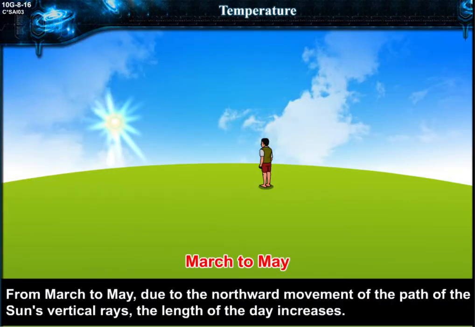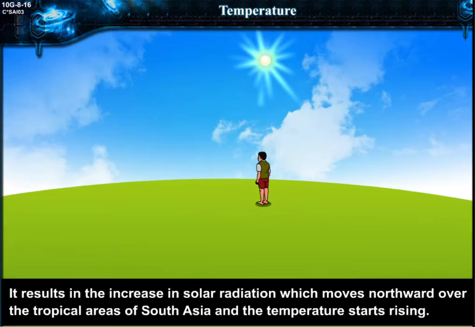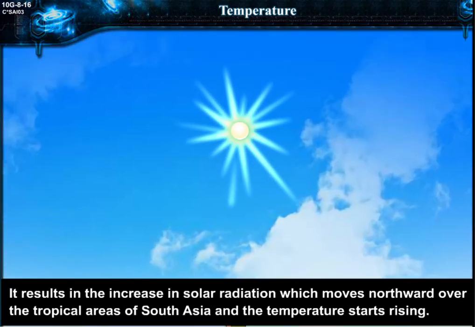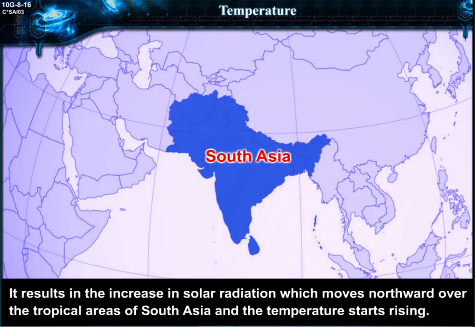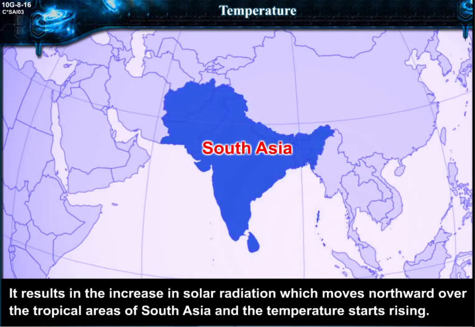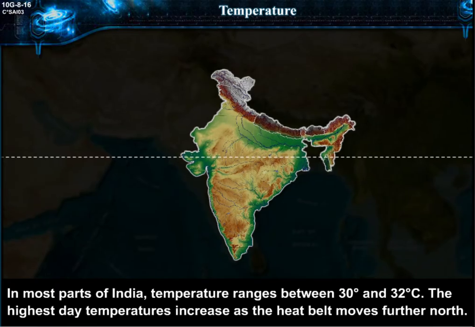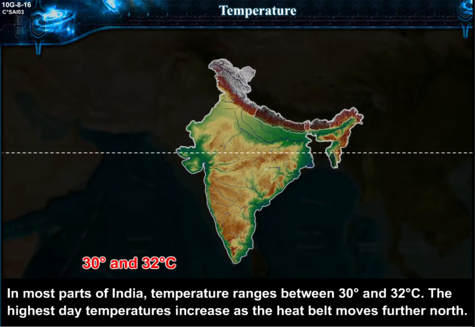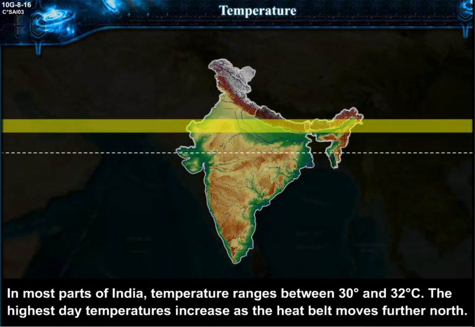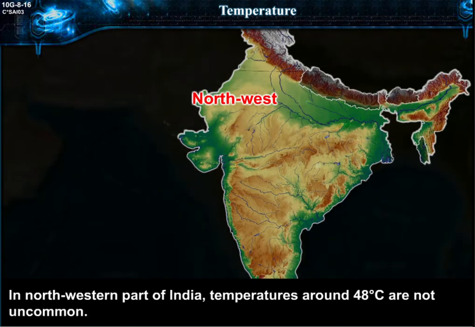Temperature. From March to May, due to the northward movement of the path of the sun's vertical rays, the length of the day increases. It results in the increase in solar radiation, which moves northward over the tropical areas of South Asia, and the temperature starts rising. In most parts of India, temperature ranges between 30 degrees and 32 degrees Celsius. The highest day temperatures increase as the heat belt moves further north. In northwestern part of India, temperatures around 48 degrees Celsius are not uncommon.